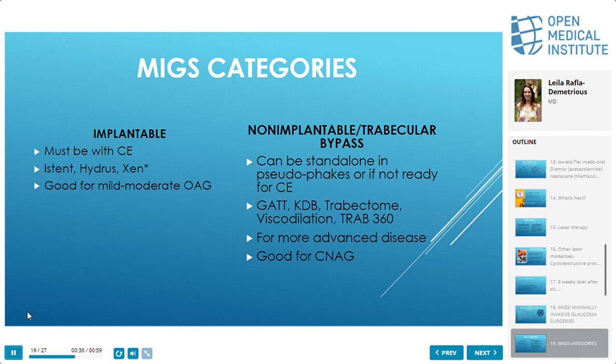And then the non-implantable ones can be done standalone. So if somebody isn't ready for cataract surgery or has already had cataract surgery, you can do these types of surgeries. And these include the GAT, which I'll get to, the Cahook dual blade, trabectome, viscodilation, and the Trab 360. They are for more advanced disease, and they are good. They can also be used for narrow angle glaucoma.